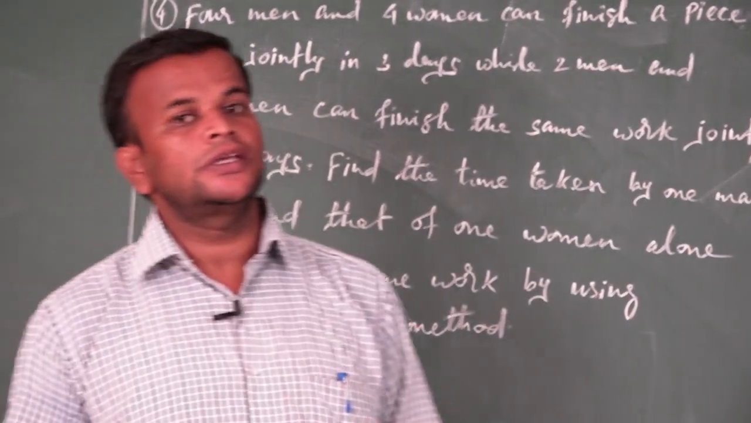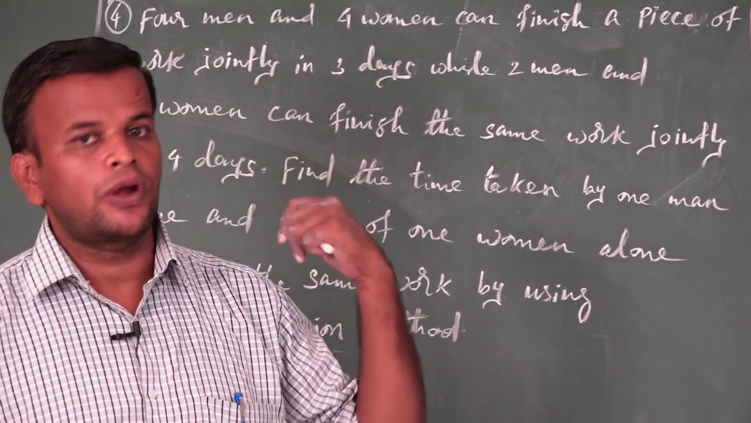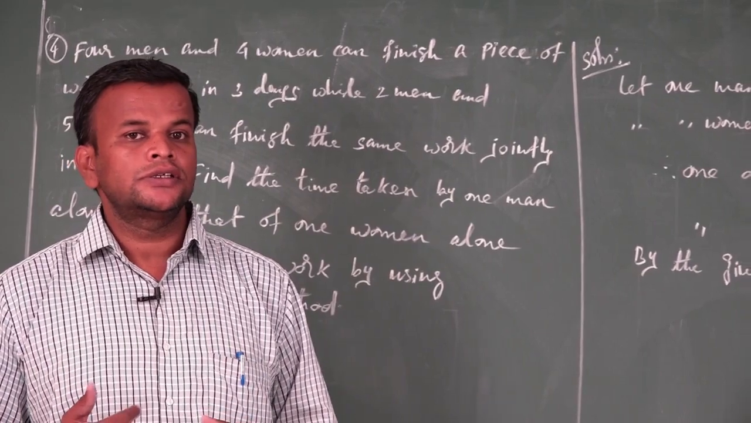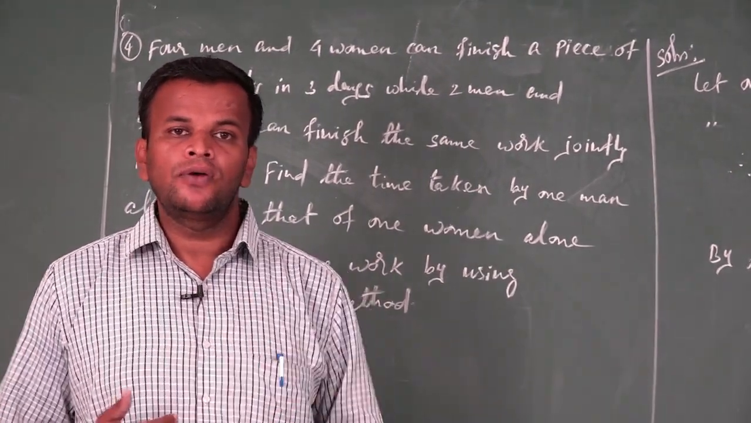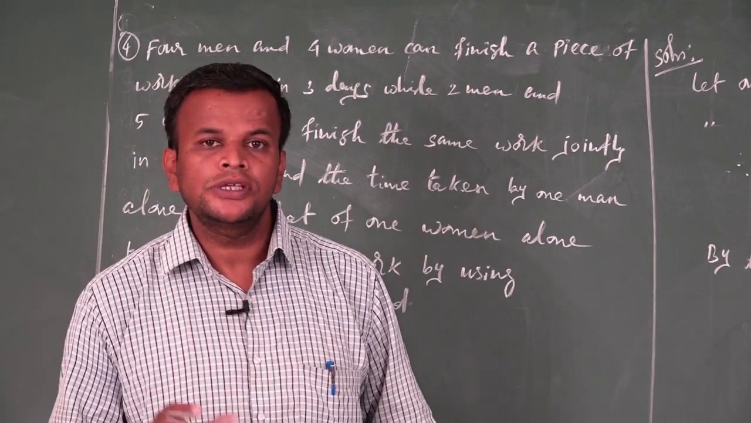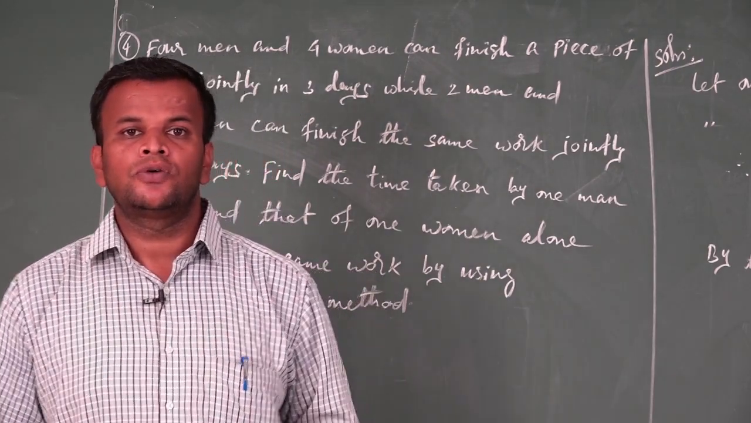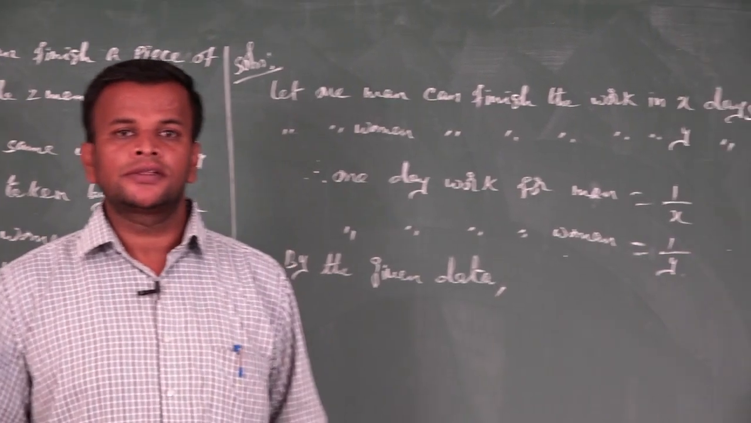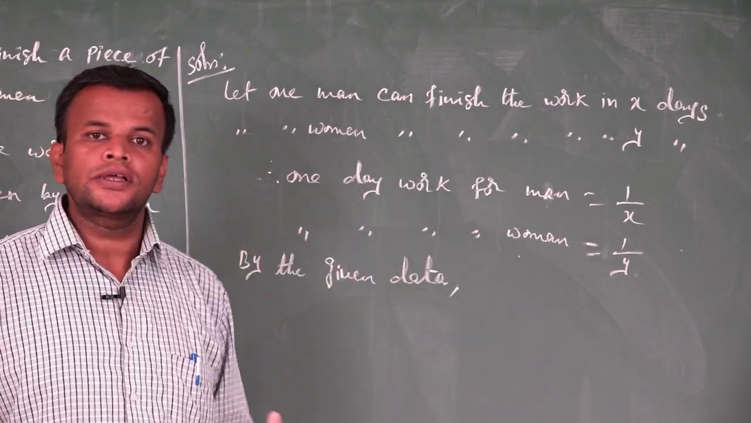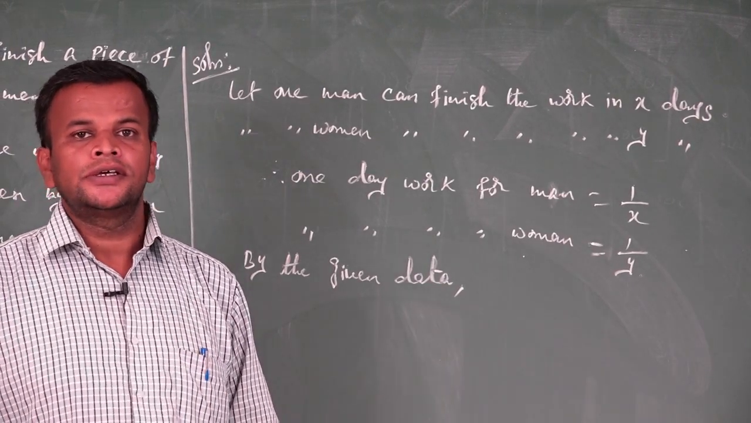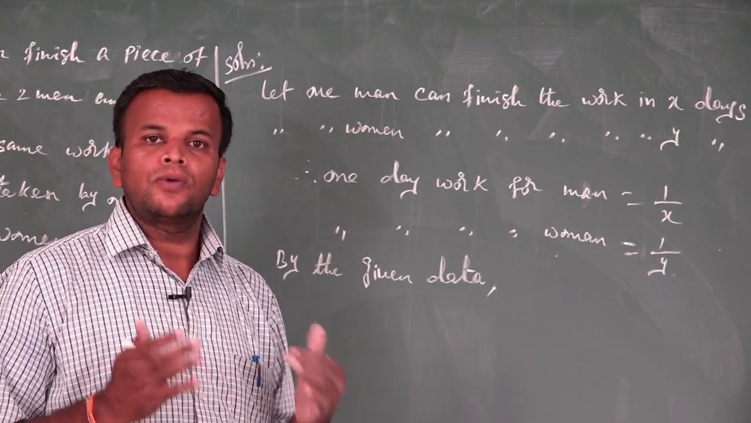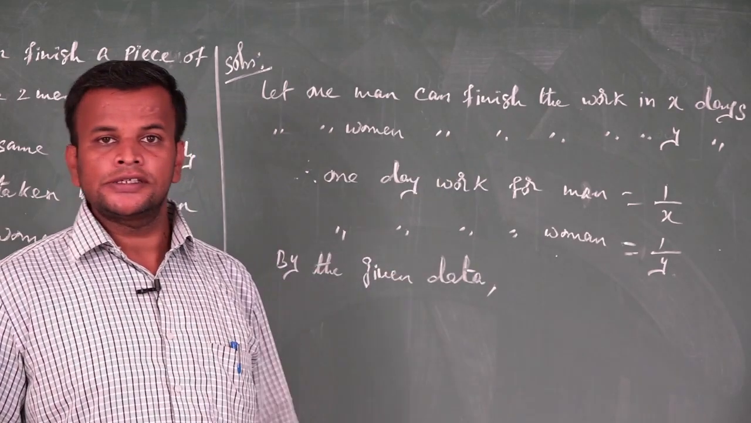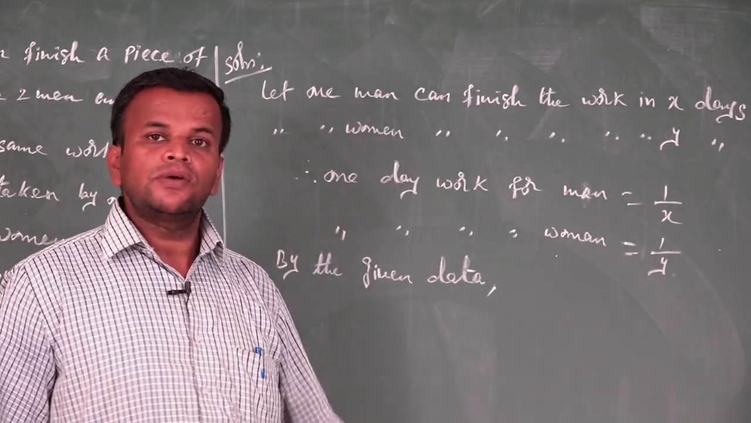The same model question we see in lower classes. Lower class means in 10th we see the problem. Some persons together can finish one work. Our question is to find the time taken alone by 1 man and 1 woman by using the matrix inversion method. First step, let 1 man finish the work in X days. We take the man alone doing this work, and the number of days we take is X. In the same manner, suppose a woman can do the work alone, we take the time as Y. Let 1 woman finish the work in Y days.